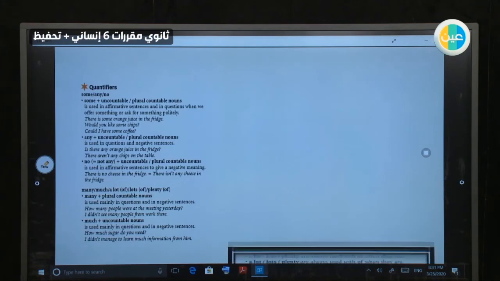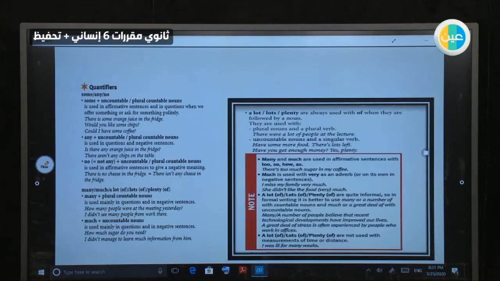Okay, quantifiers. You have to know that we use some, any, no with uncountable and plural countable nouns. We use them with affirmative sentences and also with a question when we mean to offer something or ask, like would you please help me, or would you like some chips? Here I'm offering. Could I have some coffee? Here I am asking. Okay.